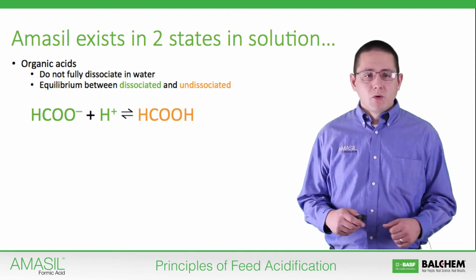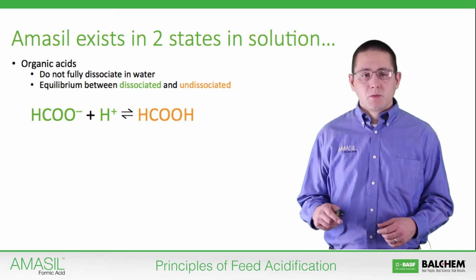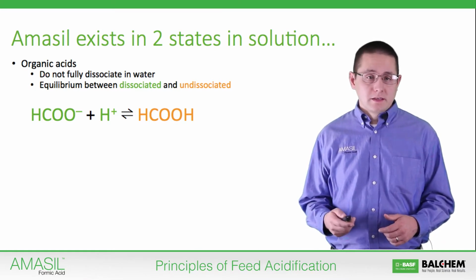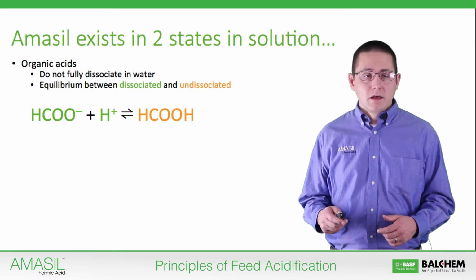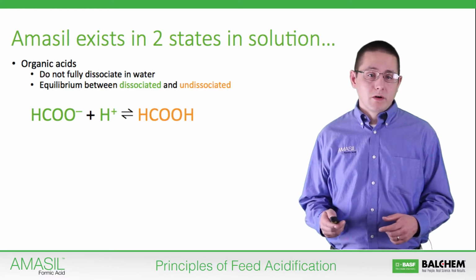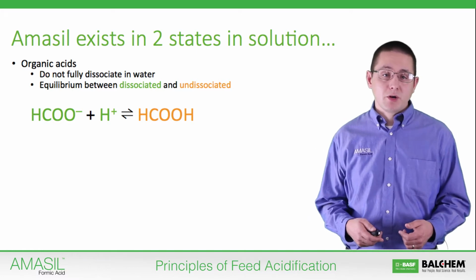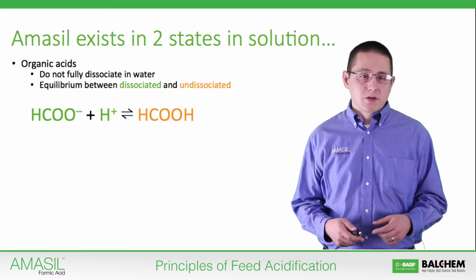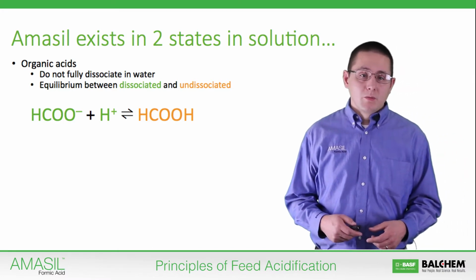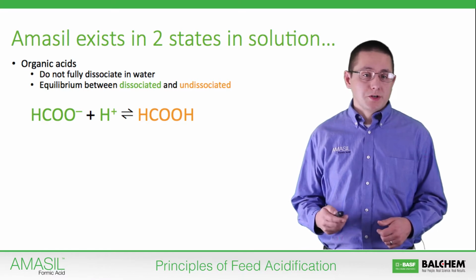So getting into it a little bit more, AMASIL exists in two states in solution, and this is an important concept that we'll spend a little bit of time on. AMASIL is an organic acid as opposed to an inorganic acid. The differentiation here is that organic acids do not fully dissociate in water. So you set up an equilibrium between the dissociated state, which we have represented here in green, in which there's the negatively charged anion and the positively charged ion, and the undissociated state, which is represented in orange, in which they're still connected to each other and, as a result, uncharged.